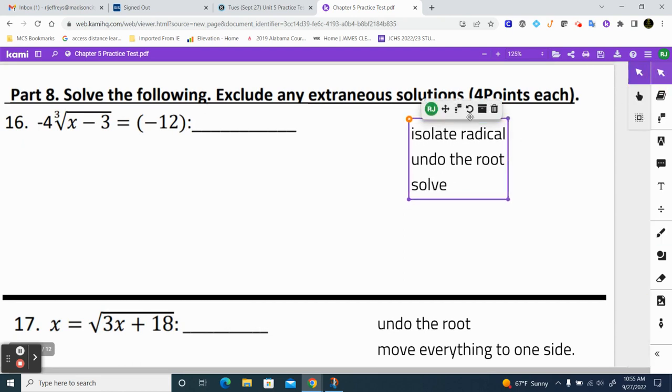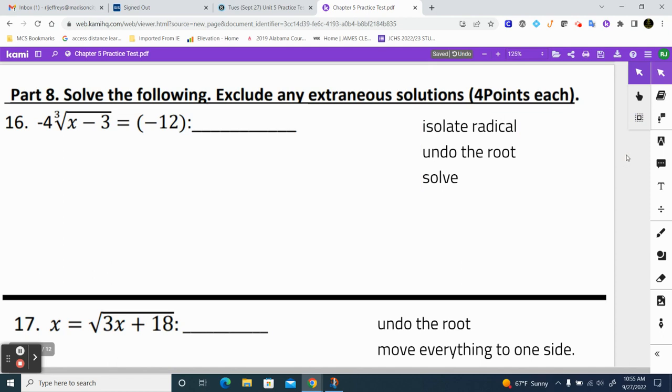Solving radicals. It even says in the directions, exclude any extraneous solutions. That means that on number 17, you're going to get a negative number. Do not put that in there. Isolate the radical. We divide.